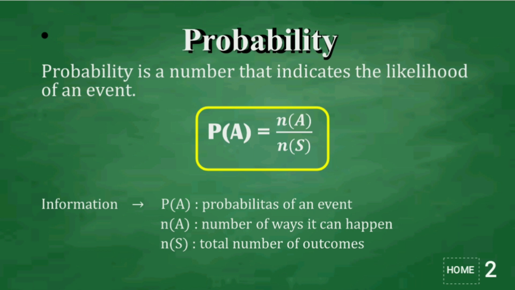Probability. What is probability? Probability is a number that indicates the likelihood of an event. Probability has a formula: P(A) equals n(A) over n(S). Just for information, P(A) is the probability of an event, n(A) is the number of ways it can happen, and n(S) is the total number of outcomes.